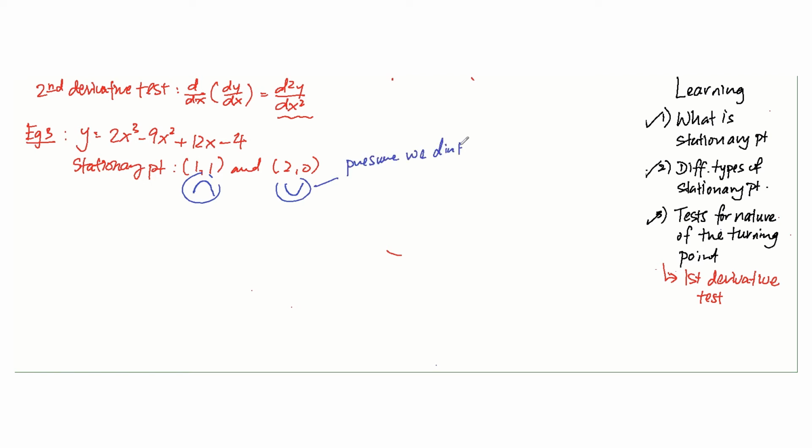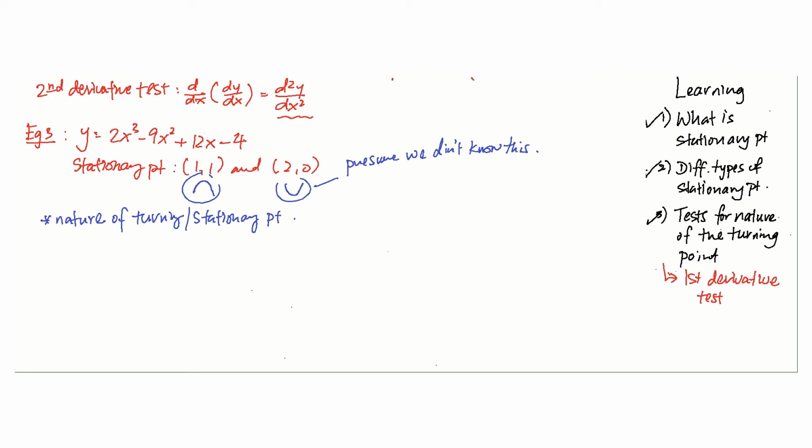Presume we didn't know this. Okay, now we shall attempt to use our second derivative test to solve this question. So, what is the nature of the turning point? Okay, that is the main question. The nature of the stationary point.